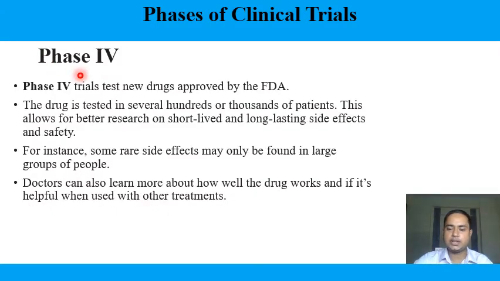The phase 4 clinical trials test new drugs approved by the FDA. So the drug is tested in several hundred or thousand patients. This allows for better research on short-lived and long-lasting side effects and safety. For instance, some rare side effects may only be found in a large group of people. So doctors can also learn more about how well the drug works and if it is helpful when used with other treatments.